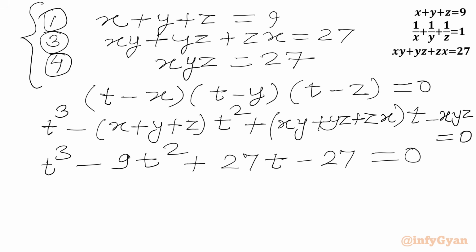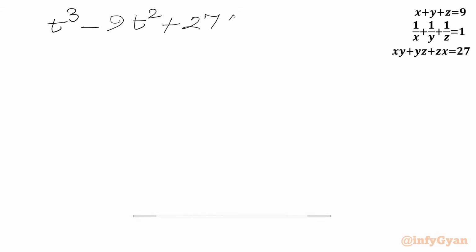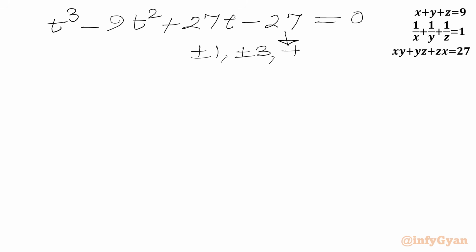So here we have one cubic equation. I will use synthetic division and the rational root theorem method. So let me write here the cubic equation: t cube minus 9t square plus 27t minus 27 equal to 0. Now we are going to find eligible factors of the constant 27. So we can write here plus minus 1, plus minus 3, plus minus 9, plus minus 27.